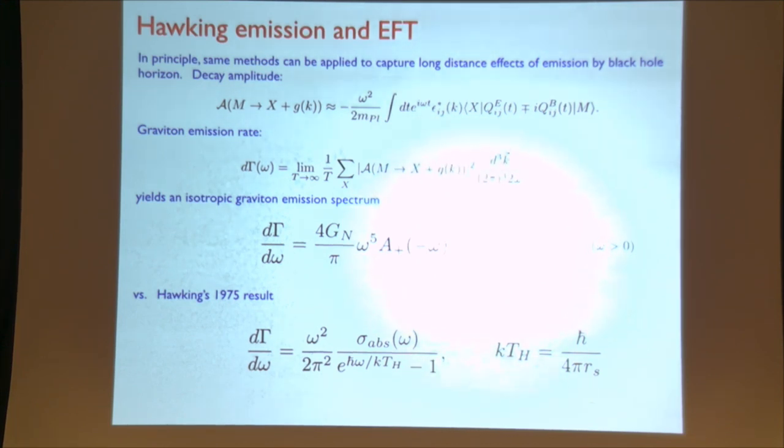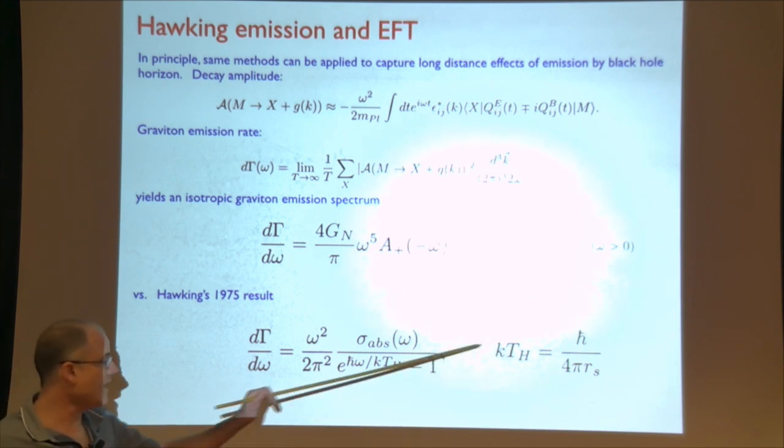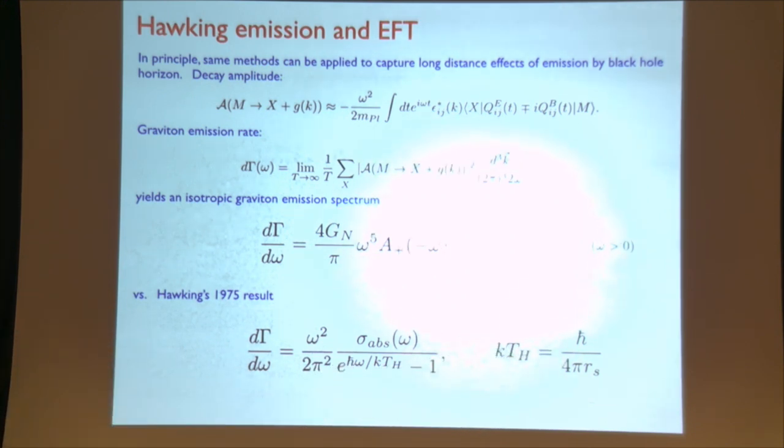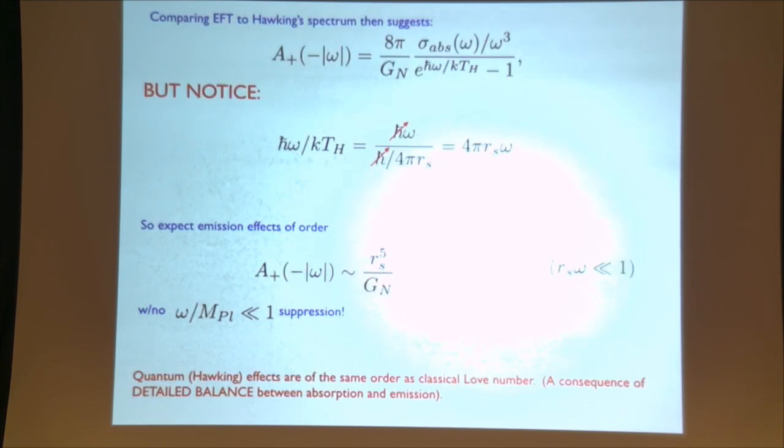And what do we compare to? First, let me do it naively, just to get an idea how it should scale, and then I'll do it correctly. But naively, I would say, okay, well, what is this? This is just going to be identified with Hawking's result for the emission of a black hole, which is a near black body filtered through the gray body factor, the absorption cross section. And the Hawking temperature, one way of writing it down is that it's equal to h bar over 4 pi times the radius. So we're interested in the limit of low frequencies. That's when this world line theory makes sense.